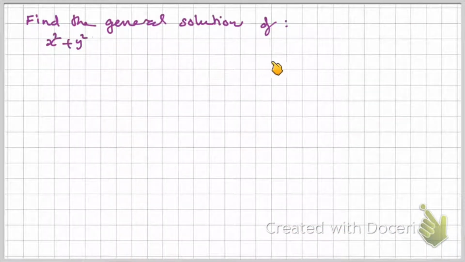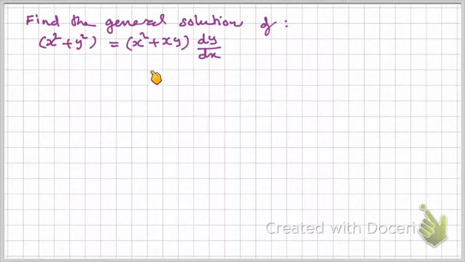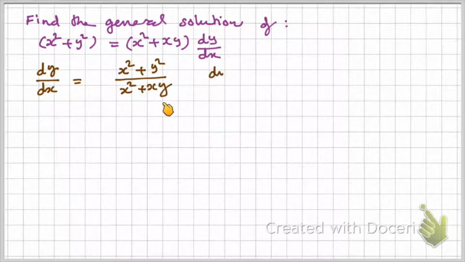Find the general solution of the differential equation x square plus y square is equal to x square plus xy into dy by dx. The first thing is, I'm going to make dy by dx the subject of the equation. And for that, I divide both sides by x square plus xy. So I get dy by dx is equal to x square plus y square divided by x square plus xy. So I have made dy by dx the subject.